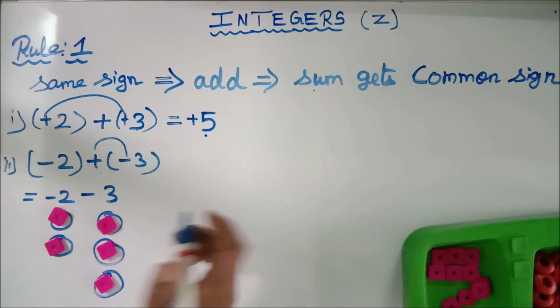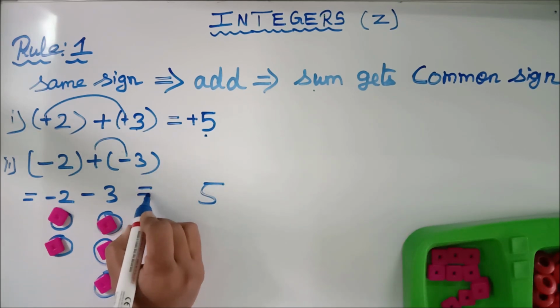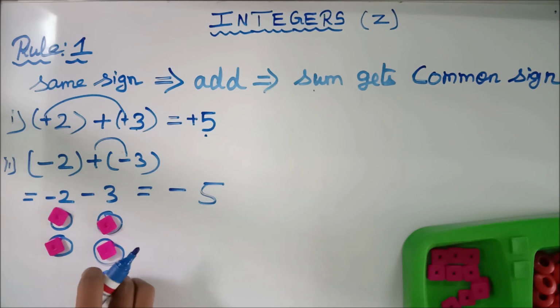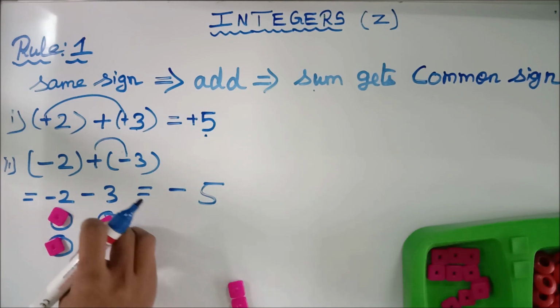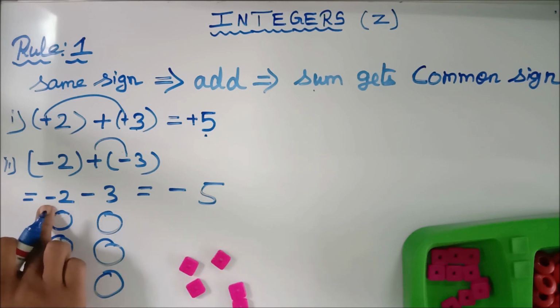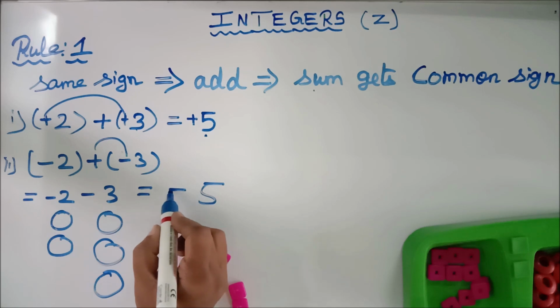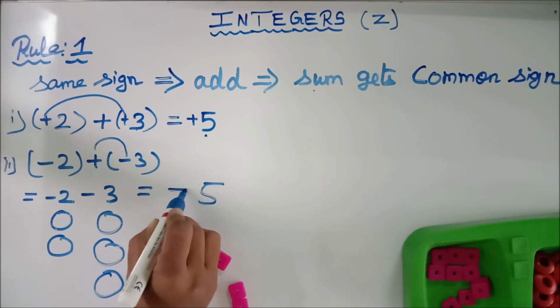You are in need of 5 coins. Need means you have to introduce the symbol minus. Why? You are not having these coins with you. That's why we are putting the symbol minus here. So totally we are in need of 5 coins, so here we have to put the symbol minus. Okay, do you understand, children?